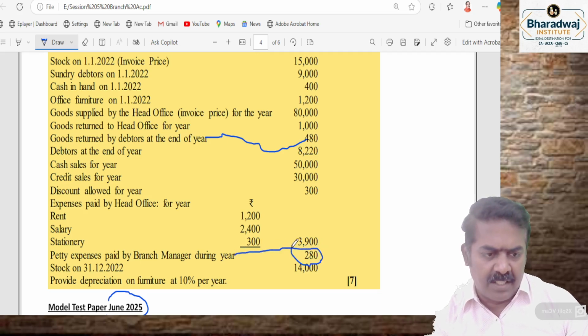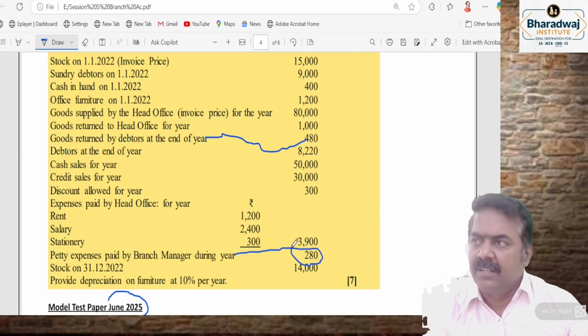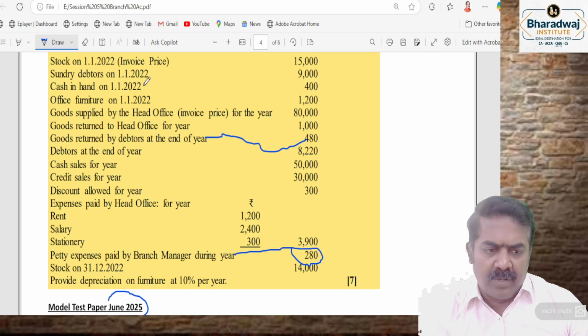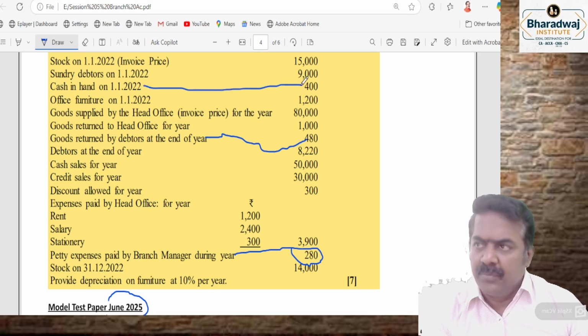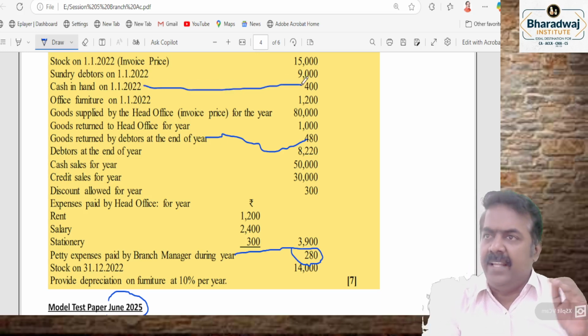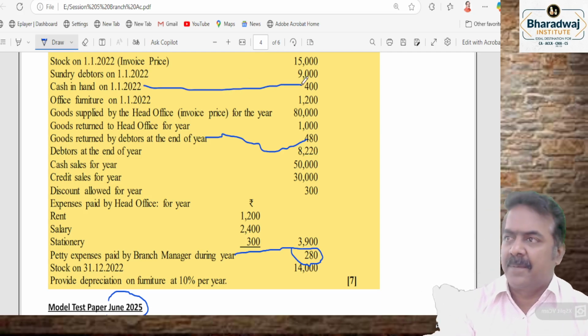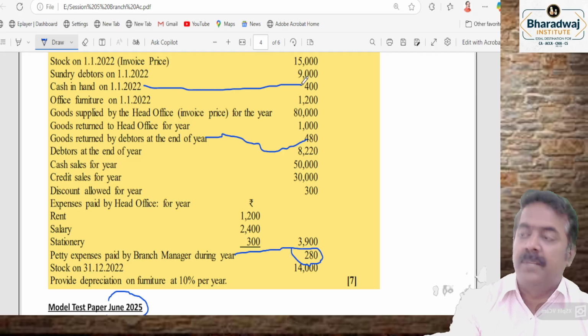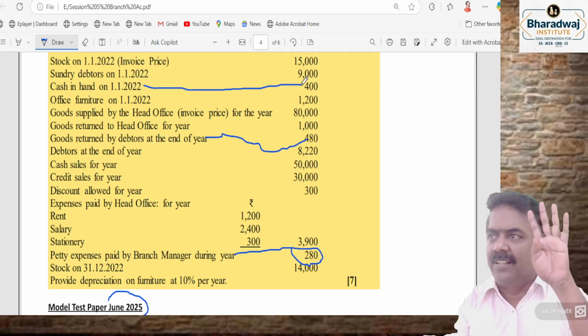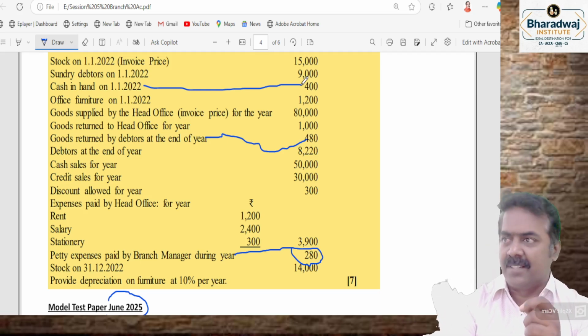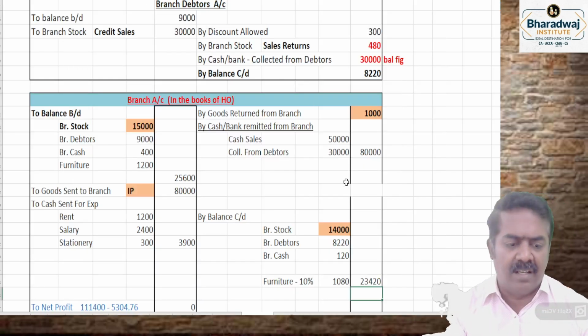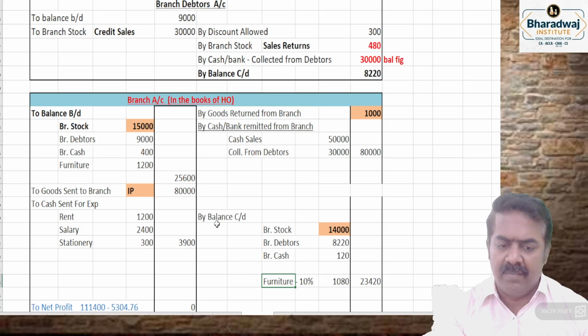How much of petty expenses are paid by the branch manager? 280. What is the opening balance of cash? 400 rupees. Any petty cash sent by the head office in the year? No. 400 was there. Nothing is received for petty expenses. We spent 280 now. At the end of the year, how much will be there? 120 will be there.